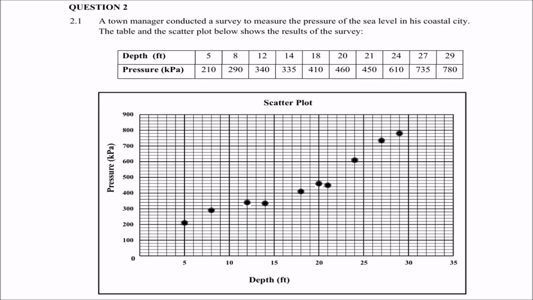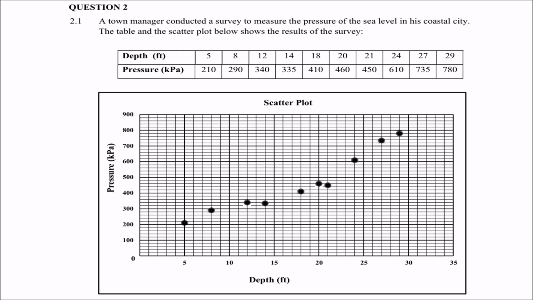They give you the depth of the sea levels in feet. FT stands for feet. That's the old British system. And the pressure is in kilopascal. And now, of course, below that is your scatter plot. So all the information is then depicted on the scatter plot. So have a good look at the scatter plot. Look at the characteristics of the scatter plot.